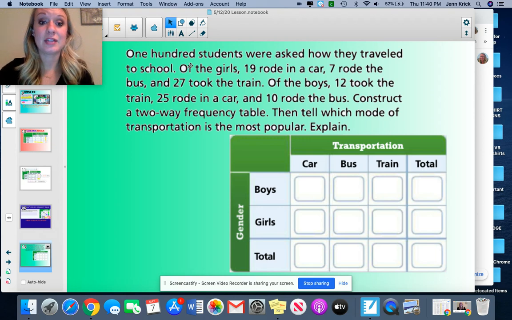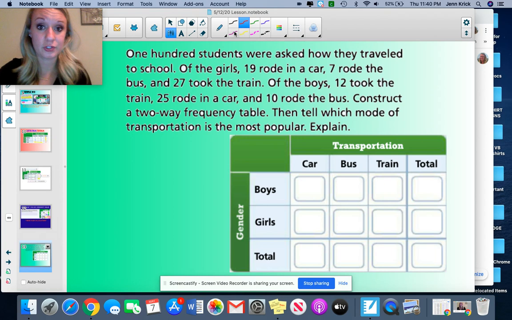So it says 100 students were asked how they traveled to school. 100 students. That's your grand total, you guys. It's 100. Of the girls, so we're talking about girls here. Okay, let's change the color. I'll change it to red for girls.